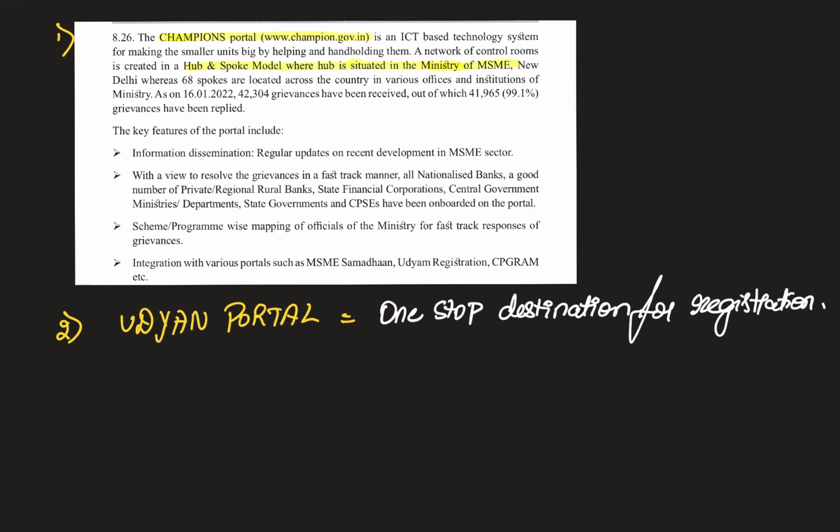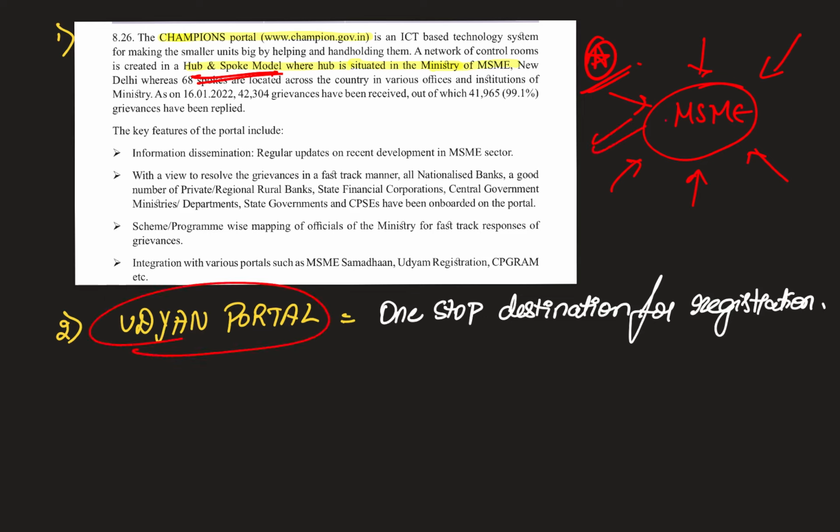Another important fact is the creation of the Champions portal to make it easy for information access by the Ministry of MSME. So it follows something called the hub and spoke model. Different ministries handle different products, and respective ministries will approach MSME as a hub, and MSME through this Champions portal will try to resolve the problems of different sectors. So this is how the Champions portal is going to work, and now we have already introduced the Udyam portal, where it is considered a one-stop destination for registration of your MSMEs. So all these points are important for prelims.